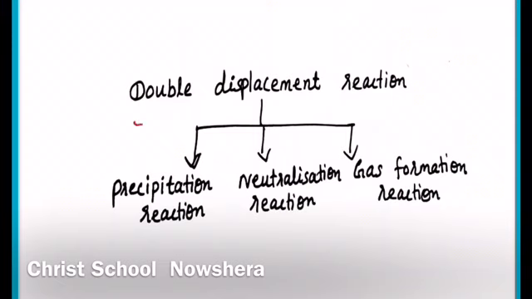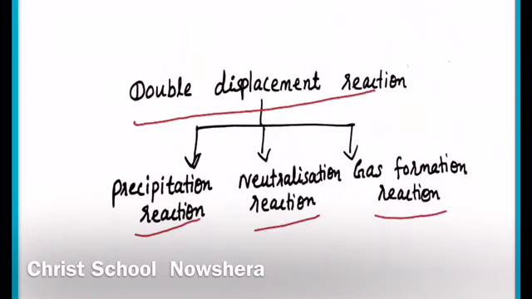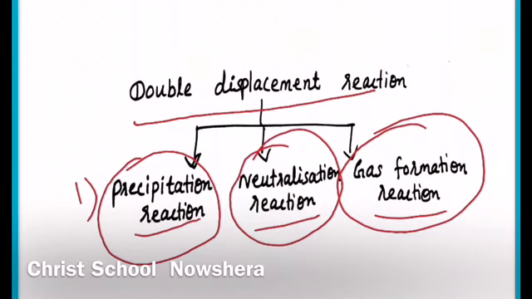Based on the physical states of the products, we can divide double displacement reaction into three types: precipitation reaction, neutralization reaction, gas formation reaction. So in double displacement reaction, there will be two displacements between the reactants, that is, they will exchange their cations and anions. As a result, we will get two products. Then based on the products, we divide double displacement into these three types: precipitation reaction, neutralization reaction, gas formation reaction.